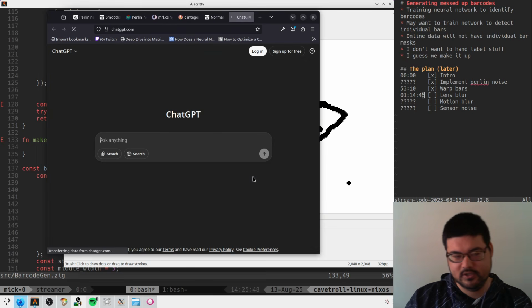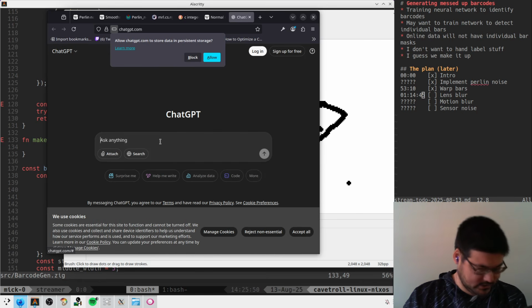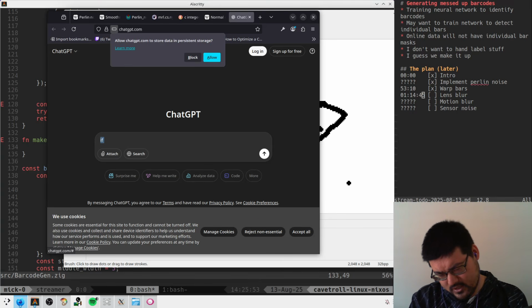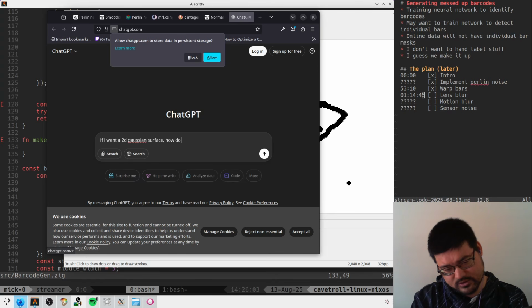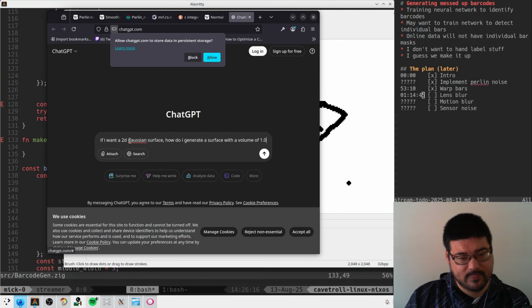Can we just ask ChatGPT? I don't really know. I don't want to Google this. If I want a 2D Gaussian surface, if I multiply, how do I generate a surface with a volume of 1.0? I guess it's kind of like 3D, huh?